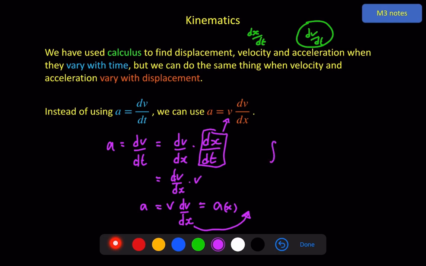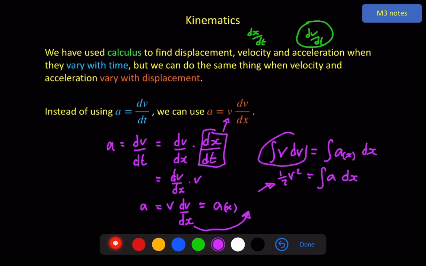sides. So you end up with the integral of v dv, which will always give you a half of v squared, and on the other side the integral of whatever your acceleration is as a function of x, integrated with respect to x, like so. And you might see this in your textbook, because this will always give you a half of v squared on the left hand side. Personally, I prefer to remember this, but it'll get you to the same place in the end.